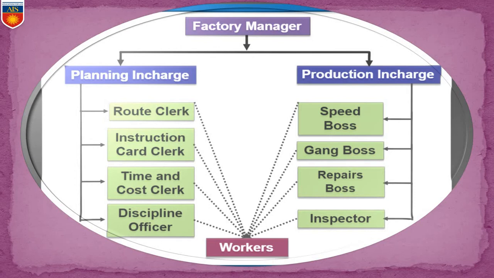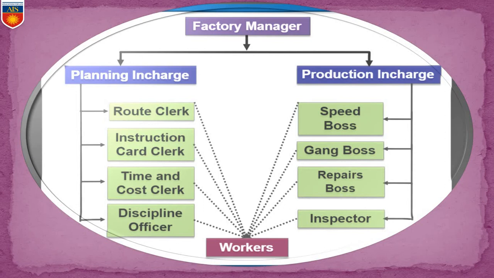As we go about it, as you can see, under the planning in charge, we have the route clerk, who was given the responsibility of routing the path of the workers. He specified the route that workers should follow in performing the task, that is, how work moves from one machine to the other, and in what sequence to complete the task.